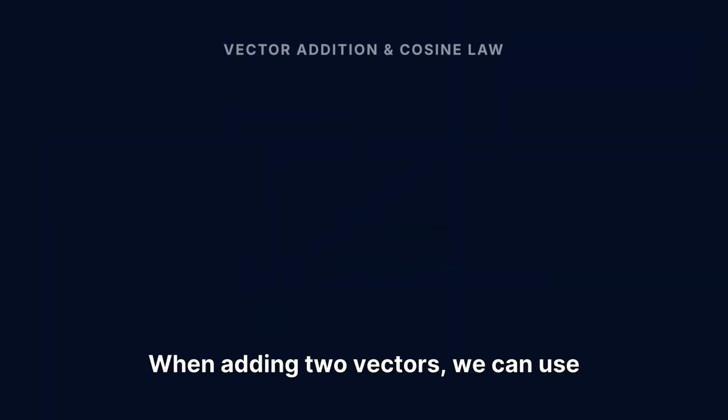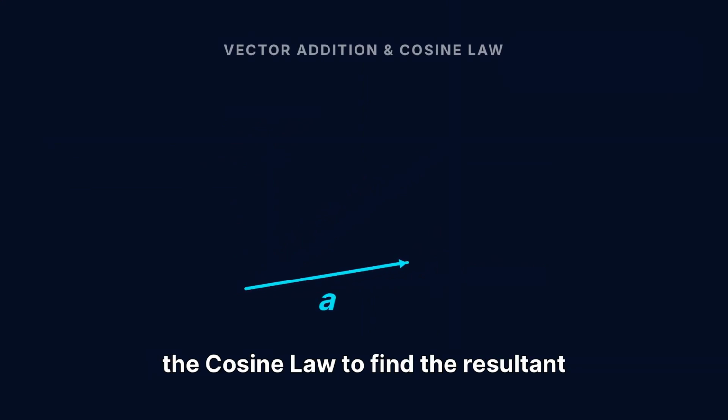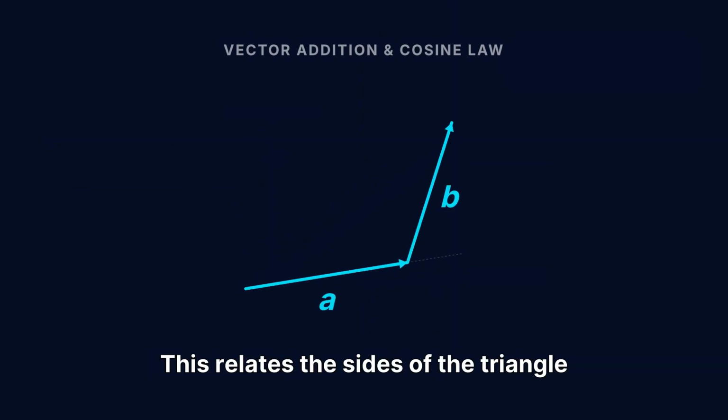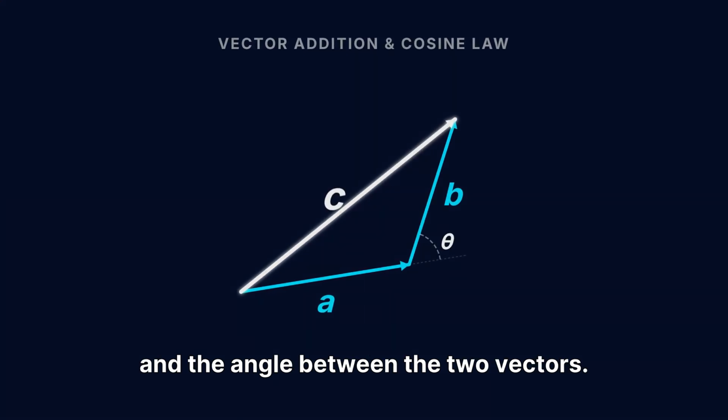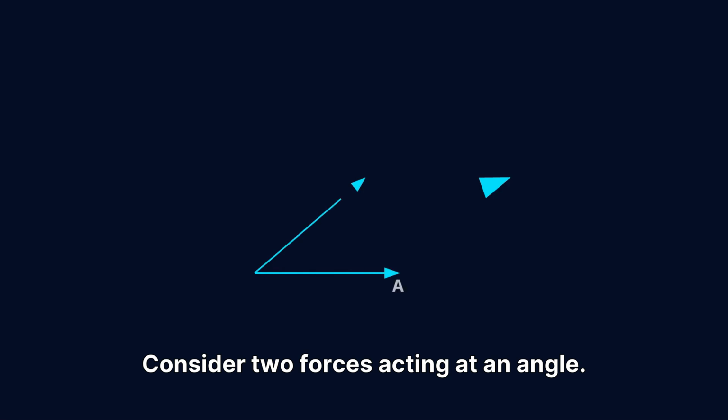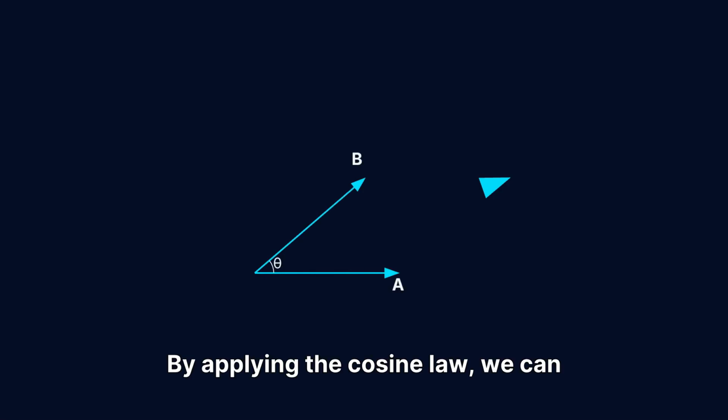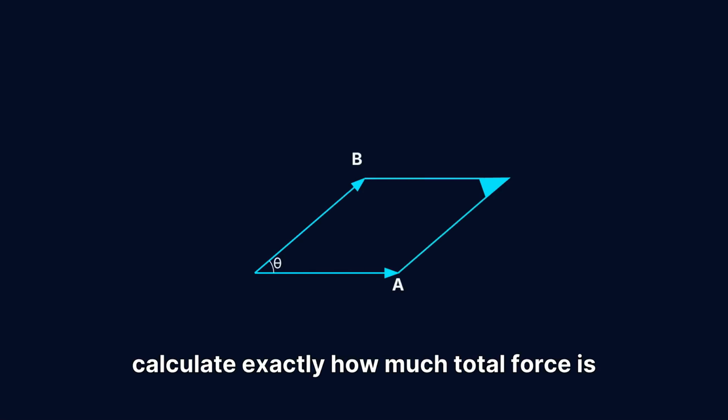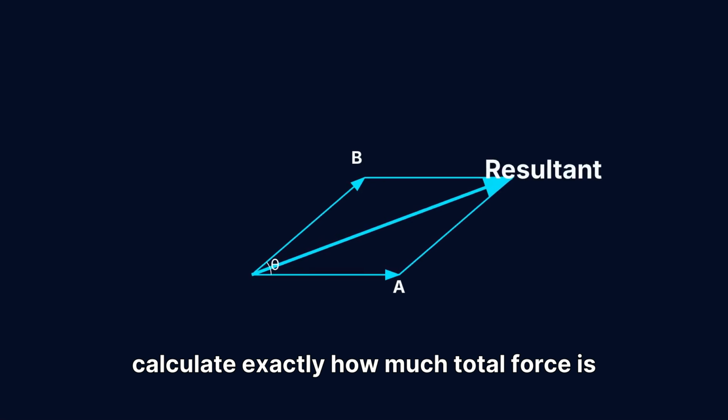When adding two vectors, we can use the cosine law to find the resultant magnitude. This relates the sides of the triangle and the angle between the two vectors. Consider two forces acting at an angle. By applying the cosine law, we can calculate exactly how much total force is being applied and its resulting direction.